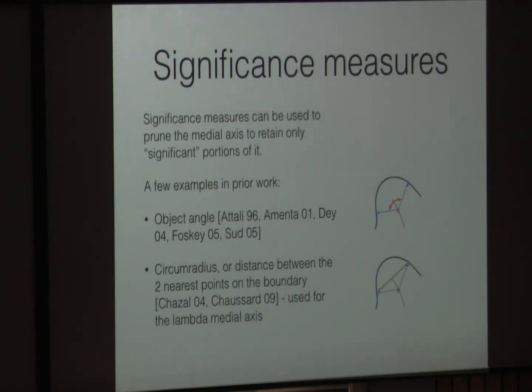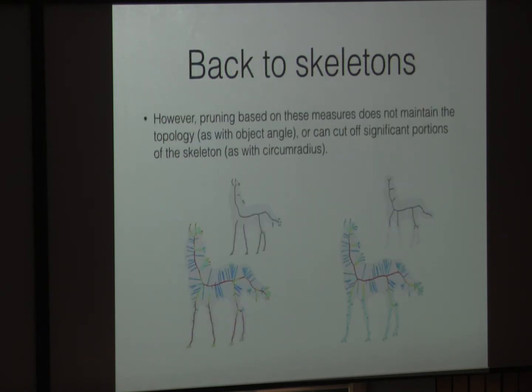Or you can look at circumradius. That's another common one. This is the one that's the basis for the lambda medial axis, if you're familiar with that. There you're really looking at the distance between the 2 boundary points, or the circumradius of the ball. Okay, so 2 common ones, both in some sense should identify significant features. The idea, and I don't have one of my original pictures here, is something with a larger angle or a bigger distance is probably a bigger portion of the shape. All right, so that's plausible.